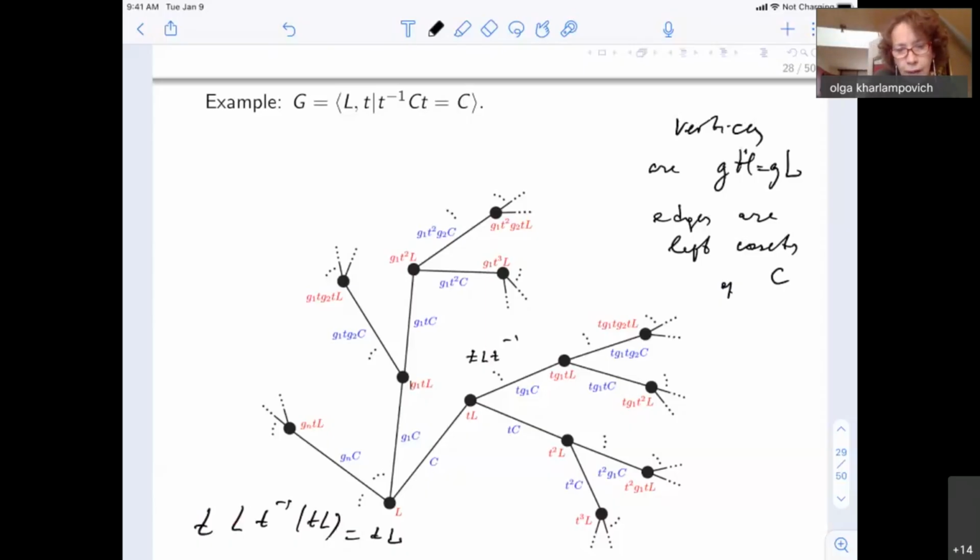So the valency of each vertex is the index of C in L, right? You can see that edges correspond to left cosets of C in L, and so on. So this is approximately how the infinite tree looks. So if the group is an HNN extension, then it acts on a tree, which is made of left cosets of the subgroup which we extend.